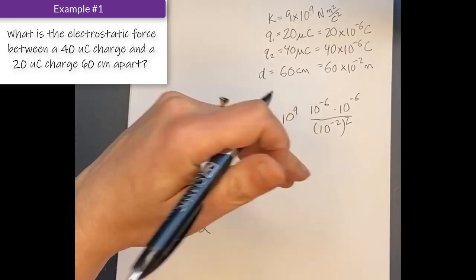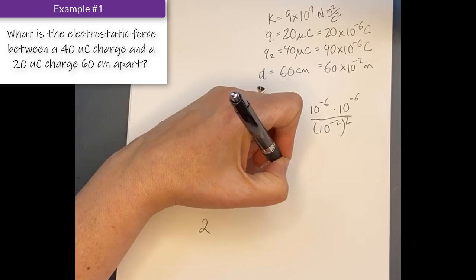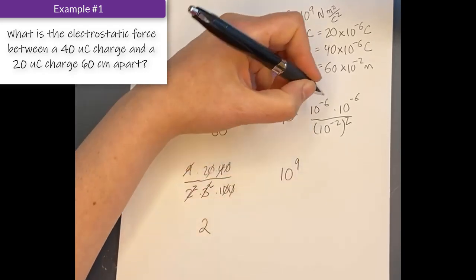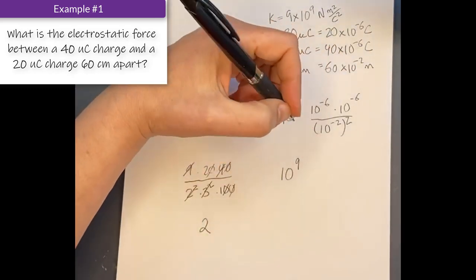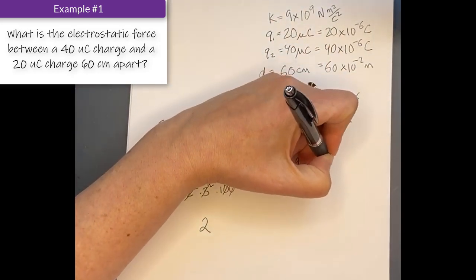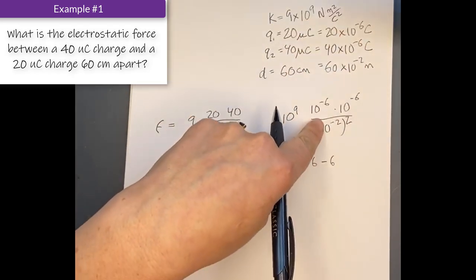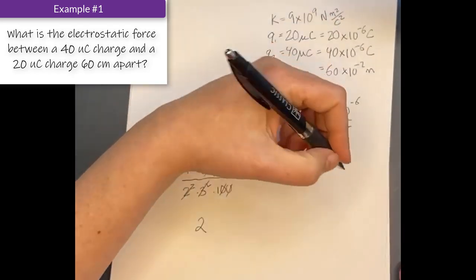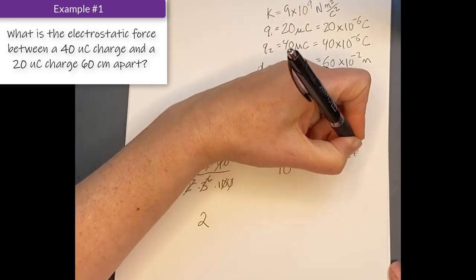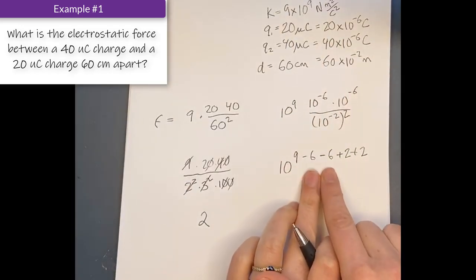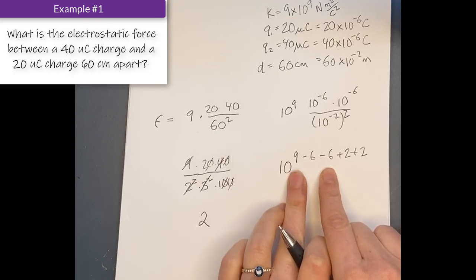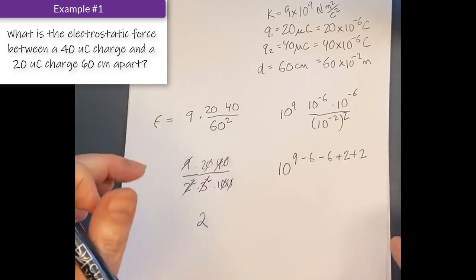Now let's do the exponents. 10 to the ninth. With exponents, you just add them if they're on the top and subtract them if they're on the bottom. Minus 6 minus 6, divide by a negative exponent means you add it. Plus 2 plus 2. Now I'm going to do the math first. 6 minus 6 is minus 12. 9 plus 4 is 13.